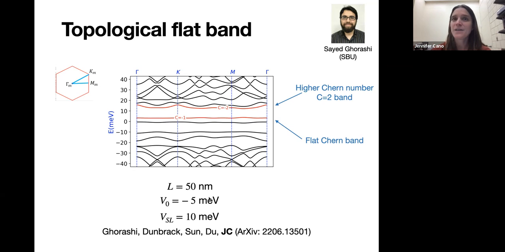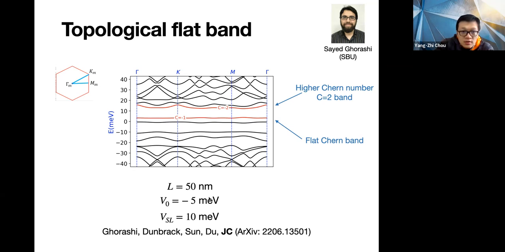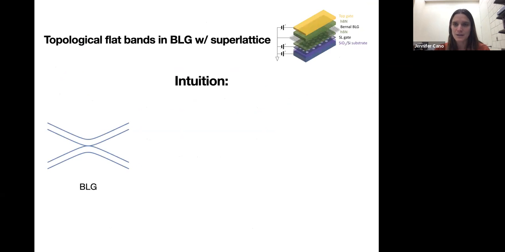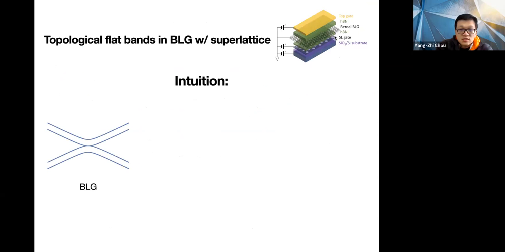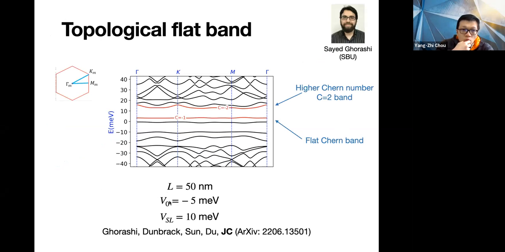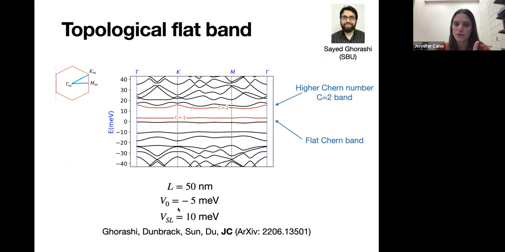Okay. The second question. Sorry, Jen. What is V0 here? Yeah, sorry, I went quickly. V0 is a spatially constant displacement field, and there's a superlattice because we have two different gates. V0 is the spatially constant field, and this is the spatially varying field.